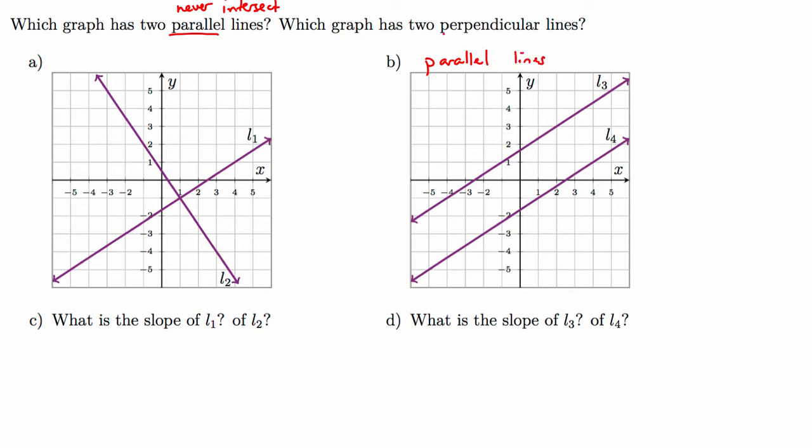On the other hand, perpendicular lines are lines that intersect at a 90-degree angle. Looking at the lines in part A, I see that these lines intersect at a 90-degree angle, telling me that they are perpendicular.